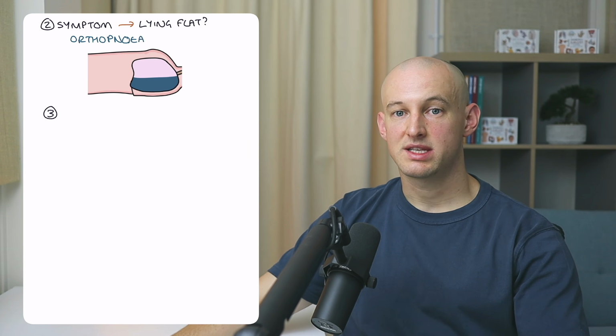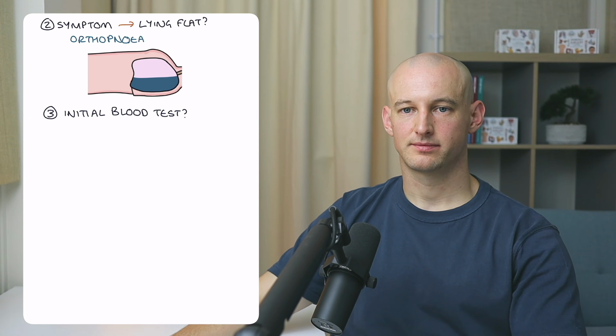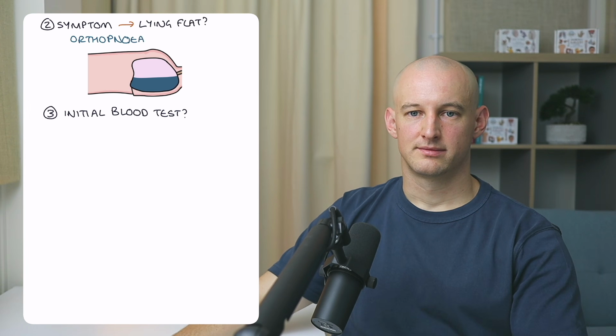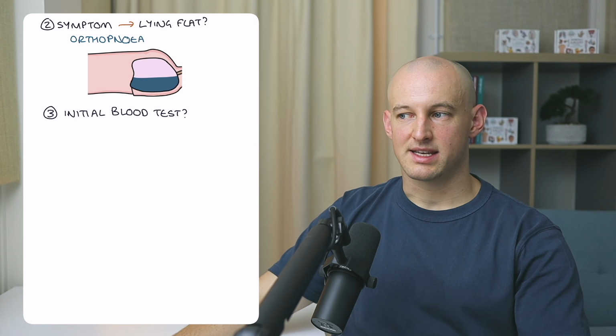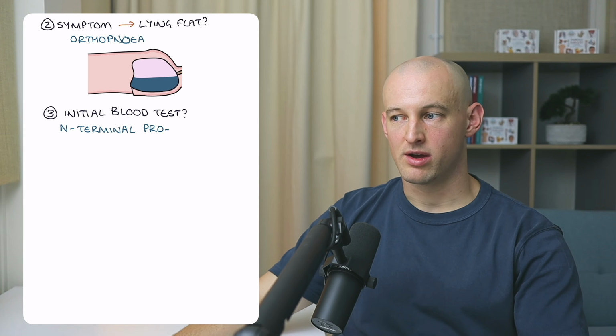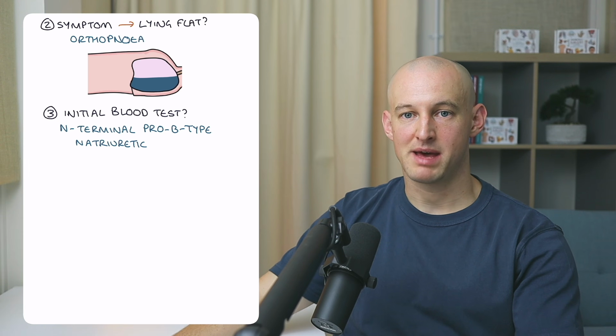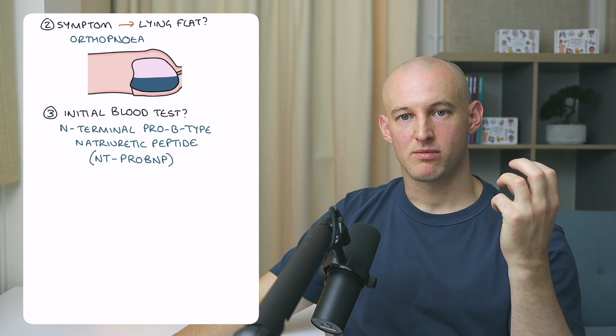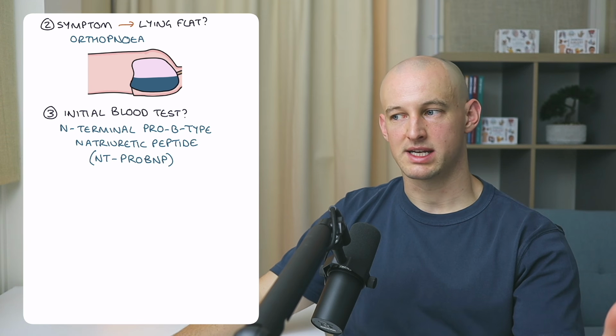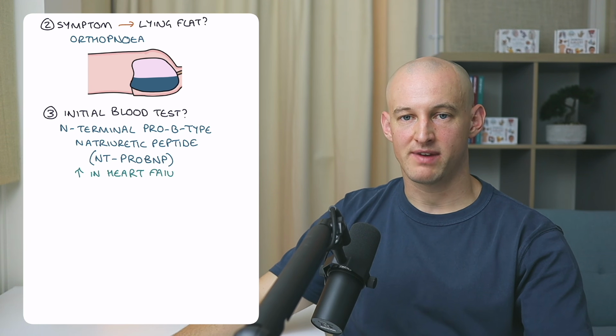Question 3. What's the initial diagnostic blood test for this condition? The blood test is an N-terminal pro-B-type natriuretic peptide, or NT-proBNP. This is released when the heart muscle is stretched and overloaded, and it's elevated in heart failure.